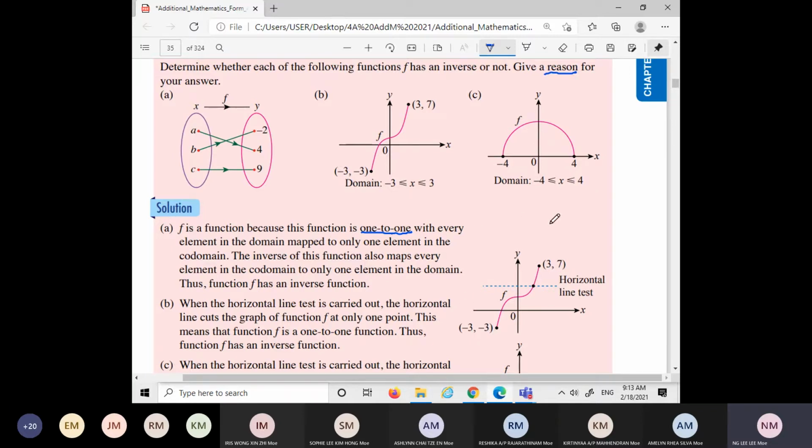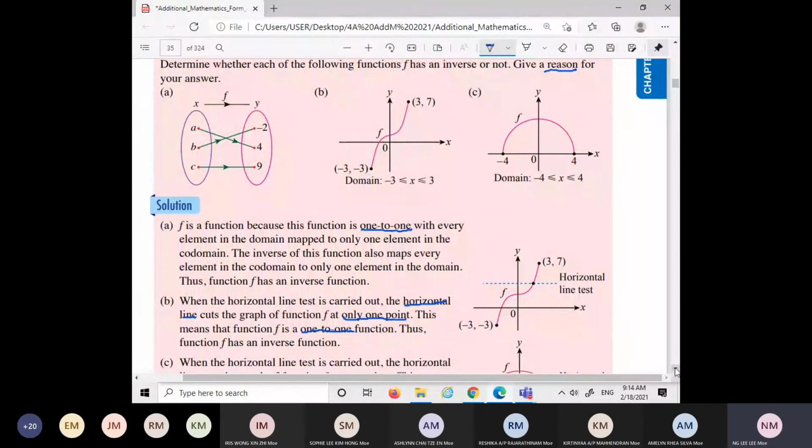Now we go to B. For B and C, we can do the horizontal line test because the graph is given. When you do a horizontal line test, the horizontal line cuts the graph of function f at only one point. So this means that function f is a one-to-one function. Again, you see this word one-to-one function. So f has an inverse function.